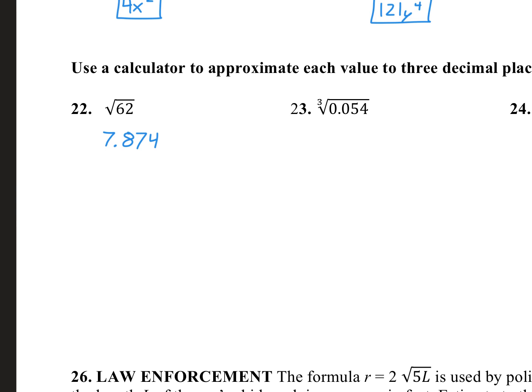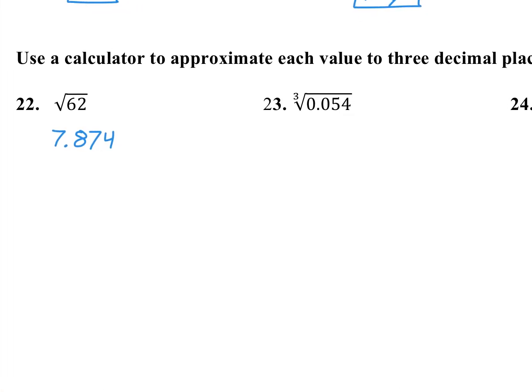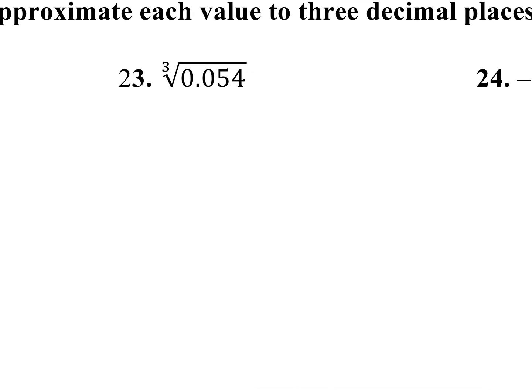So some calculators do it differently. Sometimes you have to type the 62 first and then take the square root. Sometimes you have to type the square root first and then put in the 62. Again, make sure you know how to use your calculator. All right, for 23, I would just take 0.054, and I find it easier to raise that to the power 1 over 3. So cube root is the same thing as exponent 1 over 3. If you do that and round to 3 decimal places, you get 0.378.